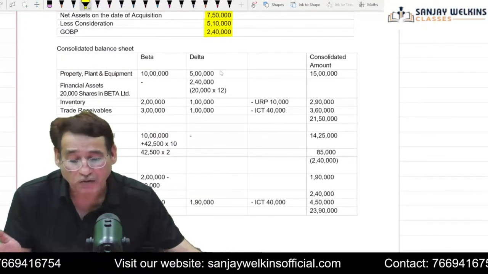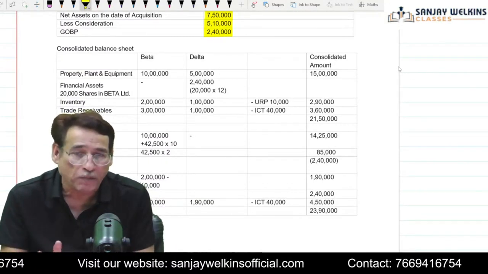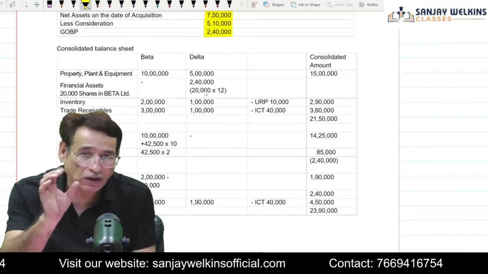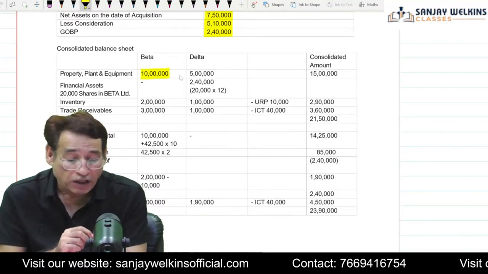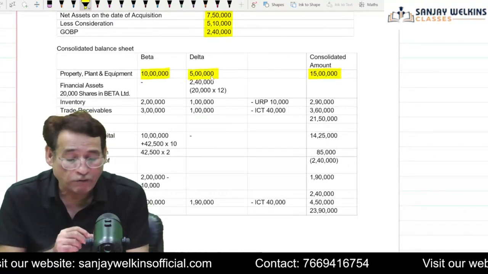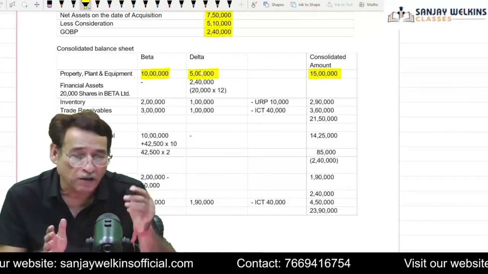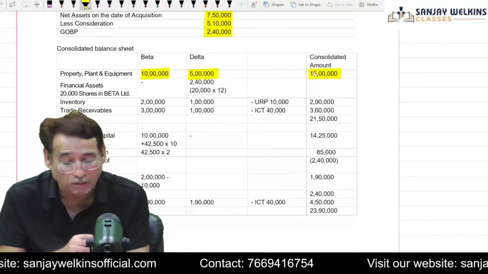Then after this, we can easily prepare the balance sheet. I have already told you, in order to prepare the balance sheet, you are the acquirer entity. Your items will appear at the same value, 10 lakh, 5 lakh, and then you will simply write 15 lakh. 5 lakh worth, you will simply consolidate because all the assets of Delta Limited now will be taken over. So 10 lakh plus 5 lakh.